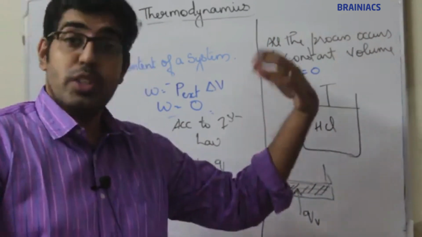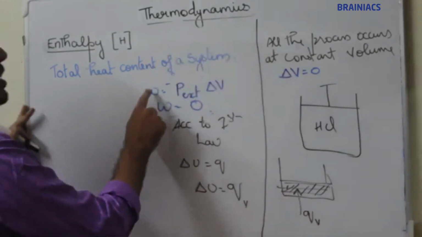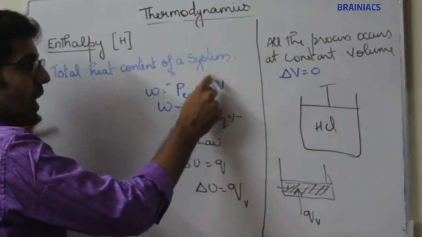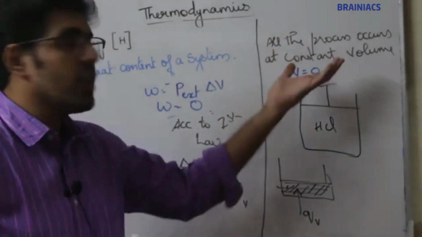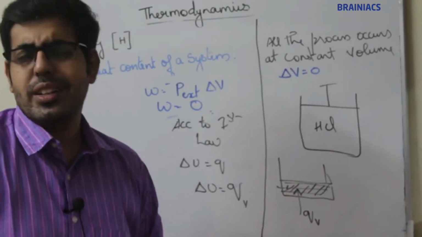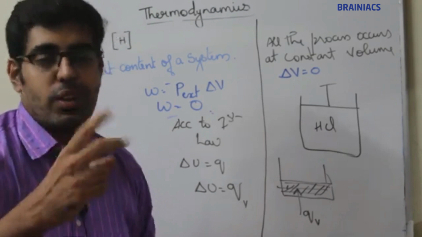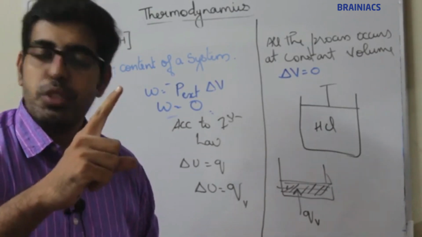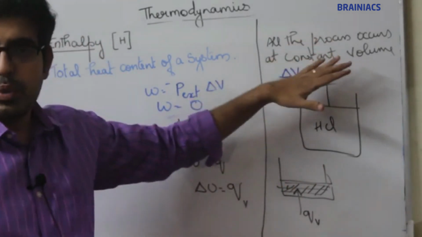Now if that concept was true, then work, W is equal to P external into delta V, would be equal to 0. So there is no work according to the previous concept. But we know that it's not true. Last class we learned about two types of work, isothermal reversible work and irreversible work. So this concept was not true.